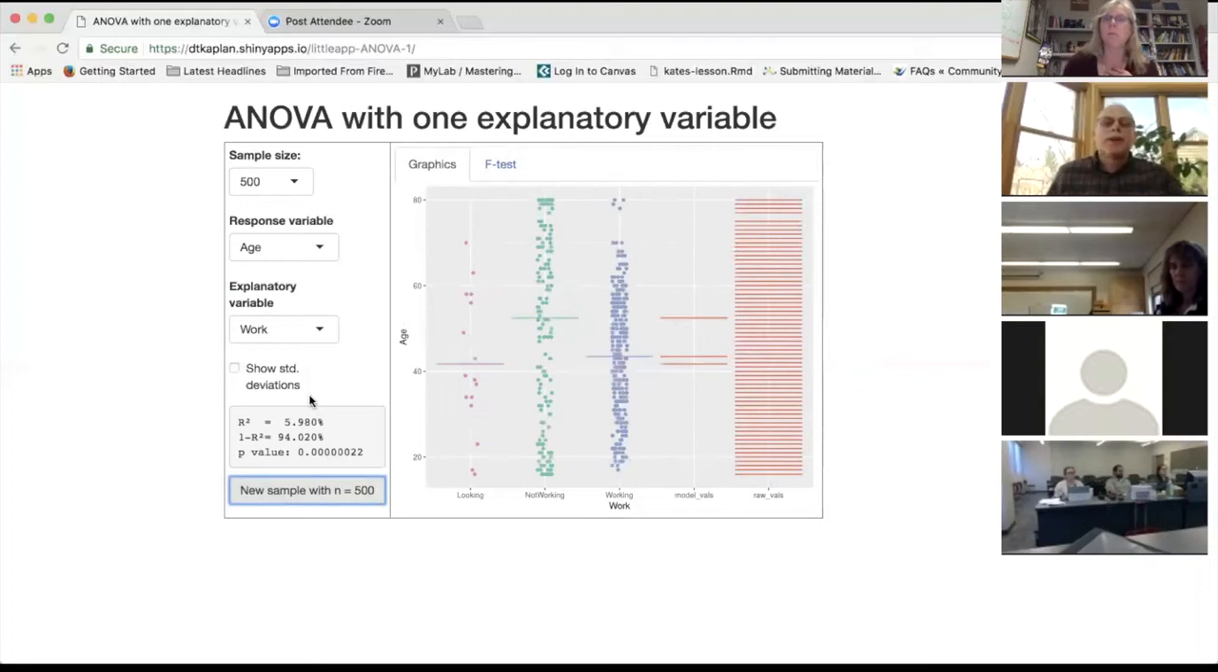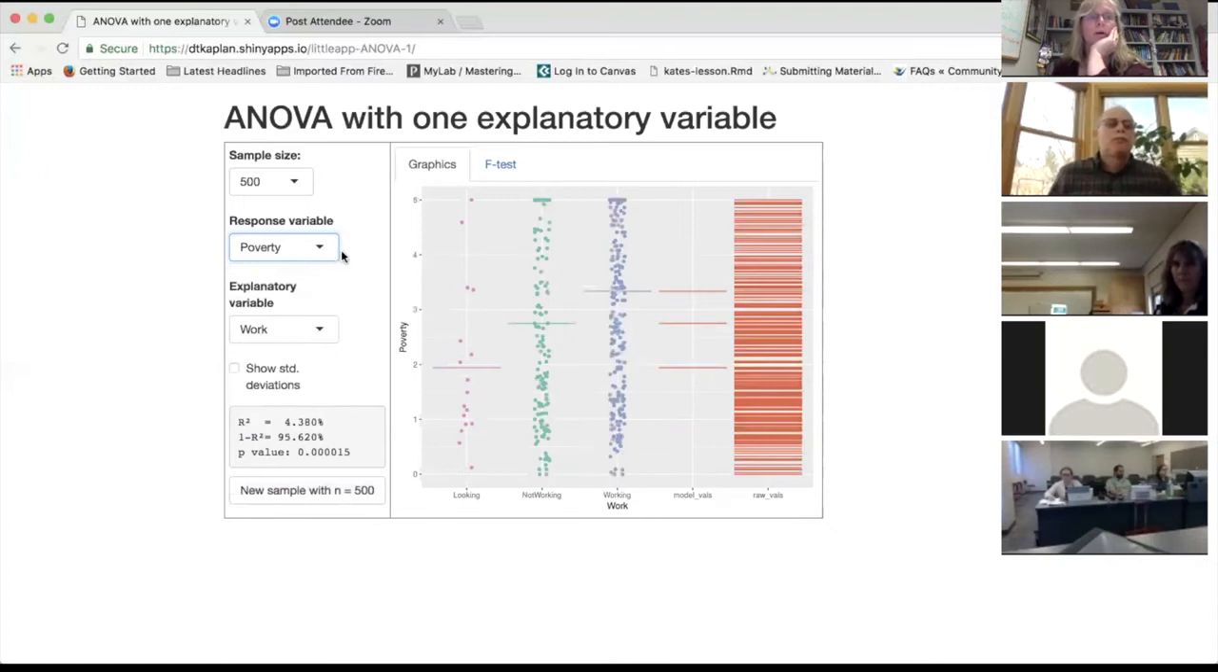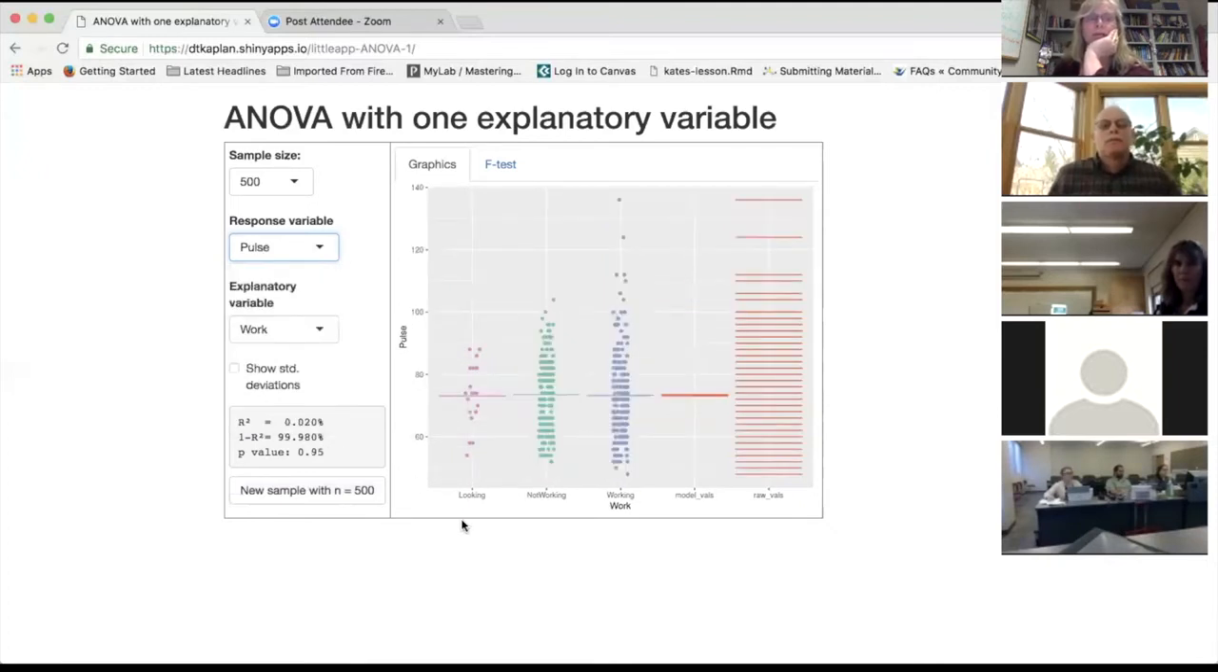I just was wondering, do you have to use age and work, or is there another set of variables? Let's do another one. So let's maybe look at poverty. Or pulse? Pulse would be interesting. Let's look at pulse. So pulse, again, we have the looking, not working, and working. And you can see that pulse is on the vertical axis this time because it's the response variable.